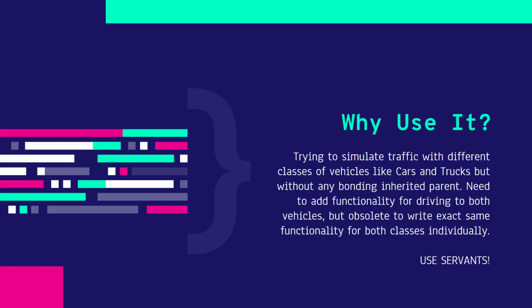For example, a car and a truck, they both drive. And they drive pretty similarly. At least for the sake of the simulation, they're pretty much identical. And so, you would technically write the same functions for both of these, but that would be redundant. In this case, the servant design pattern would be useful.